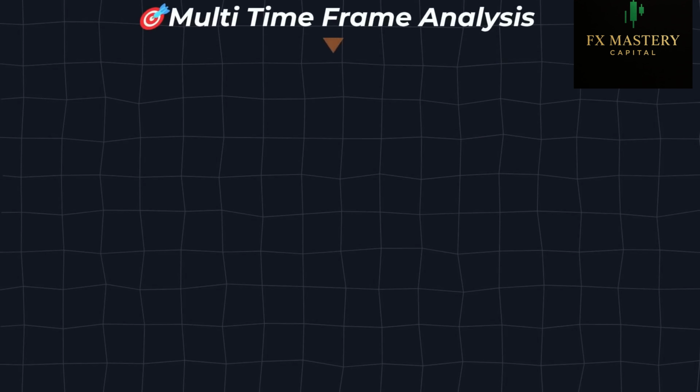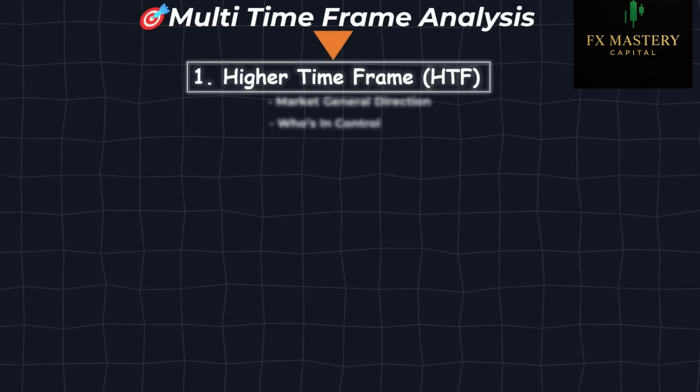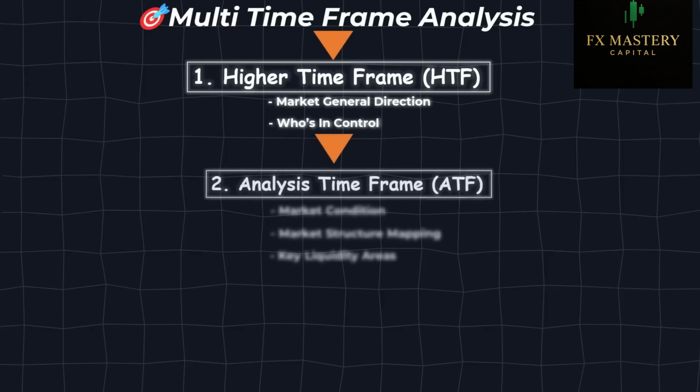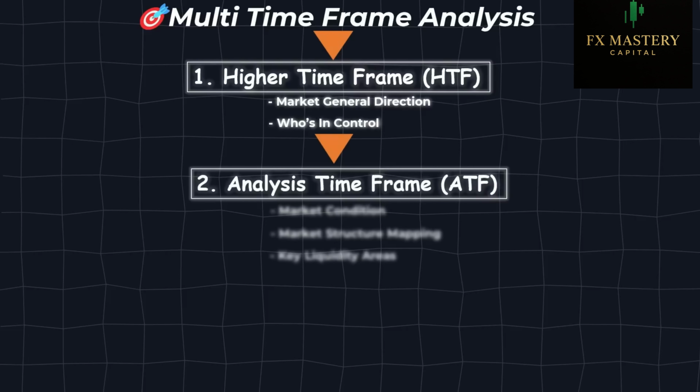Number 1. Higher time frame. This is used to determine the dominant market direction. Who's in control, buyers or sellers? The higher time frame gives you the overall trend and context. Number 2 is analysis time frame. This is the most critical time frame. Here, you assess market conditions, map out the structure, identify key liquidity zones, and define your bias. This is where most of your planning happens.